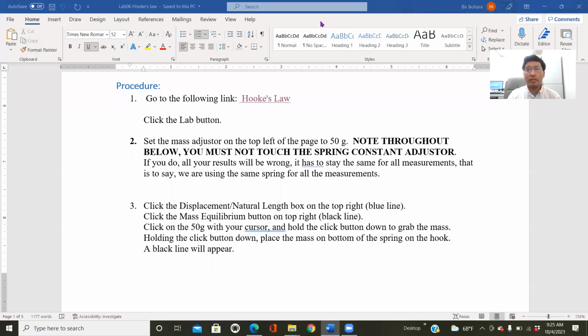This video is on how to do Hooke's law. So what is Hooke's law? According to Hooke's law, force applied in a string is directly proportional to the extension in the string, right?